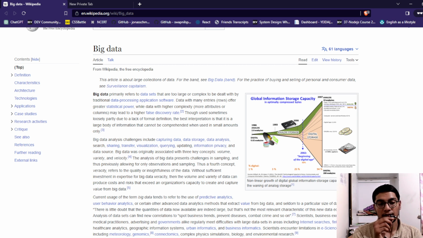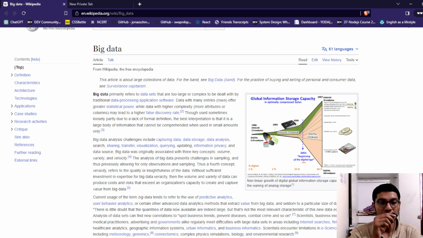Big data analysis challenges include capturing data, data storage, data analysis, search, sharing, transfer, visualization, querying, updating, information privacy, and data sources. Big data was originally associated with three key concepts: volume, variety, velocity. The analysis of big data presents challenges in sampling, previously allowing for only observation and sampling. Thus, a fourth concept, veracity, refers to the quality or insightfulness of the data.